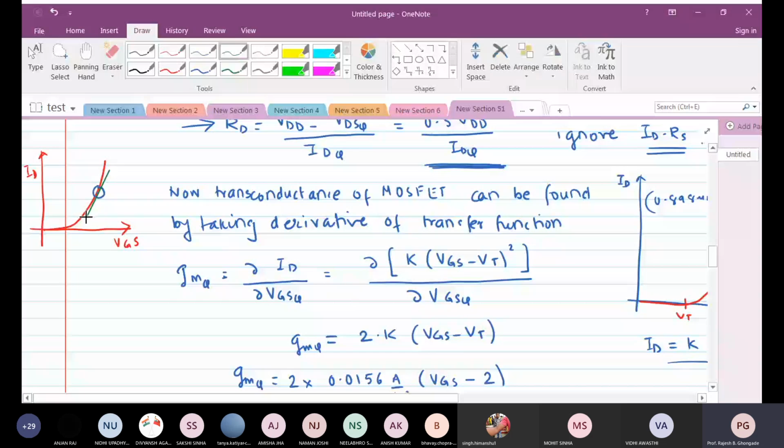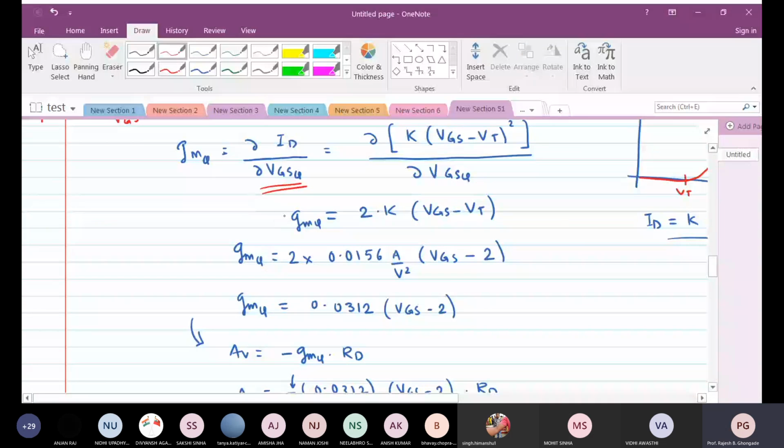Slope at this point. Okay. Now the slope can be found using the derivative of the transfer function. Once I do that, I have to differentiate this particular equation with respect to VGSQ. Once I do that, I get an equation: GMQ is equal to 2 times 2 into K into (VGS minus VT). Once I put all the values over here, I get GMQ is equal to 0.0312 into (VGS minus 2).